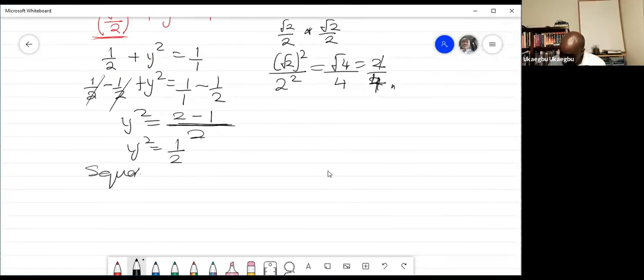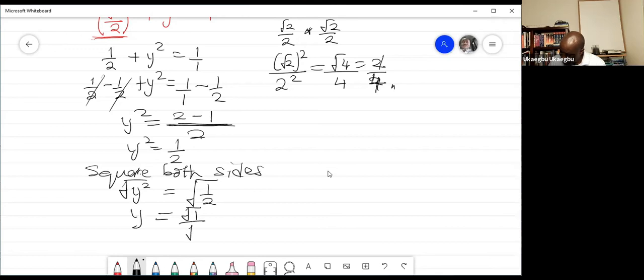Square root both sides. And if we do that, that's going to give us square root of y squared equal to square root of 1/2. You see, and then the left side is going to give us y, and then the right side is going to give us square root of 1 divided by square root of 2. All right.